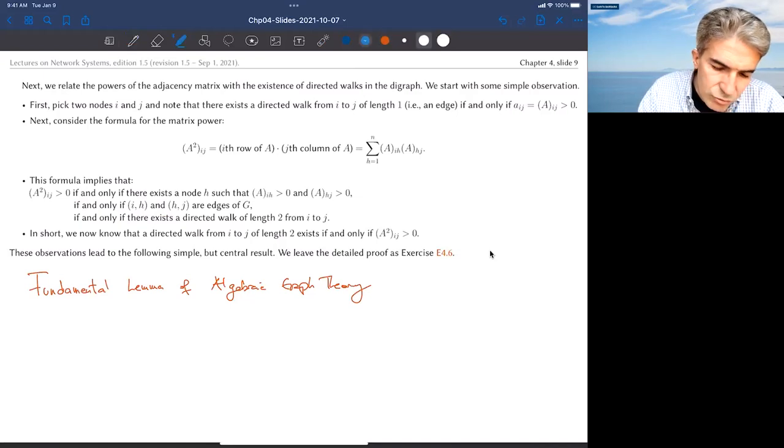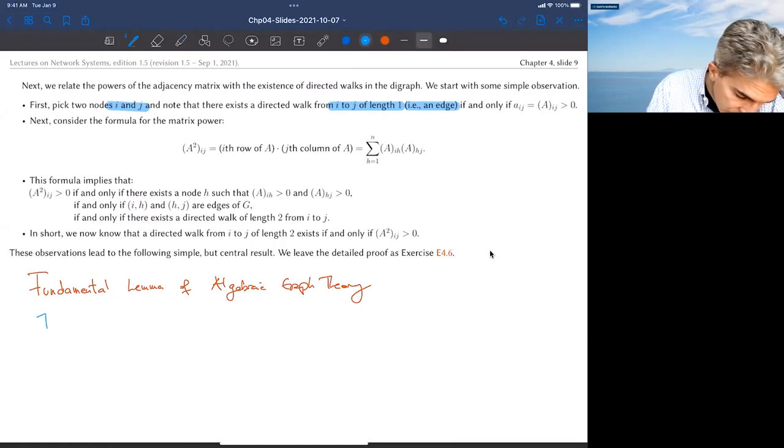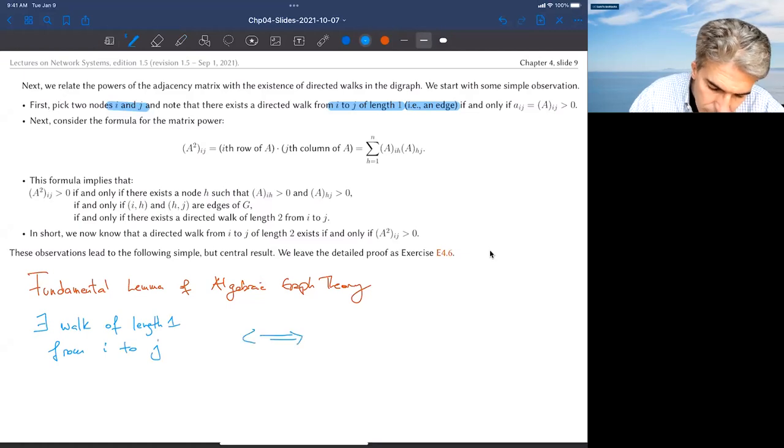It goes like this. Let's work this out together. Pick any two nodes, I and J, and assume there is an edge from I to J. I will think of that edge as a walk from I to J of length 1. And now notice that clearly there exists a directed walk of length 1 from I to J if and only if A_ij is greater than 0. So when the walks are of length 1, what I'm about to say is entirely trivial.